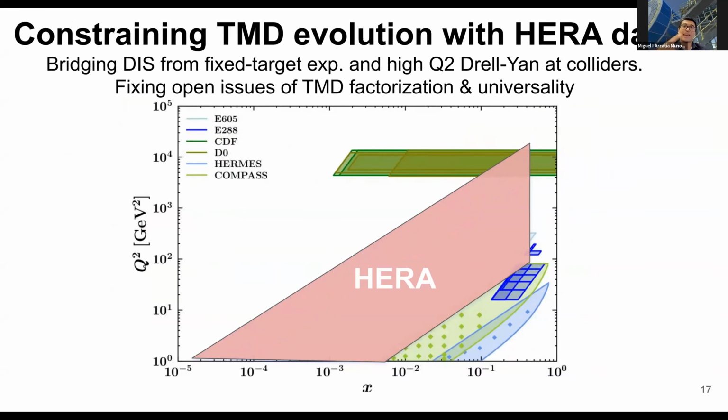So this is what the potential of the HERA data has. It is to constrain the TMD evolution. And moreover, it will bridge the deep inelastic scattering from fixed target experiments to the high Q-squared Drell-Yan measurements at colliders. When you do that, we will be able to actually fix open issues related to TMD factorization, TMD universality, and other aspects that are unknown or not constrained regarding the TMD evolution. And this is why I'm showing you here approximately what is the HERA coverage. It's a huge kinematic coverage, which in part will overlap with the EIC coverage, but the HERA data is already existing and we can actually exploit it right now.